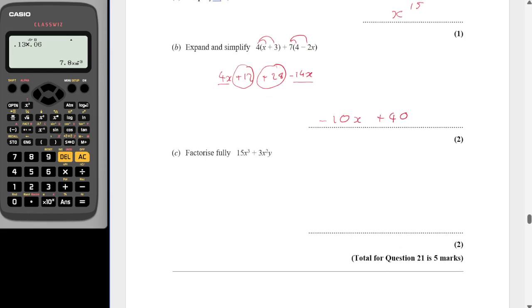And then part C, factorise fully. So they both have a 3 in common. They both also have an x squared in common. So I take that out as my common factor, and then to get 15x cubed, I would need to times 3x squared by 5x, and to get 3x squared y, I would need to times it by y. So that's my fully factorised.